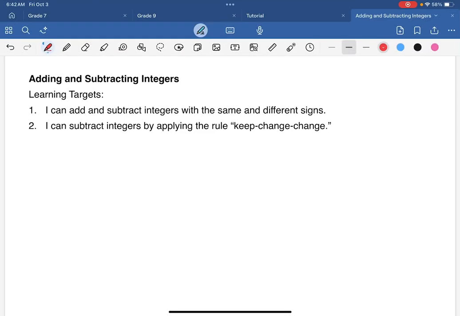Hello class, today's lesson is about adding and subtracting integers. And here are our learning targets. I can add and subtract integers with the same and different signs. And I can subtract integers by applying the rule keep, change, change, or KCC.